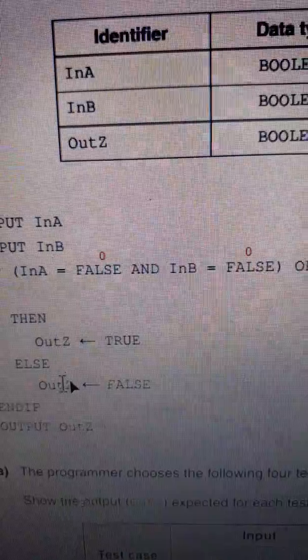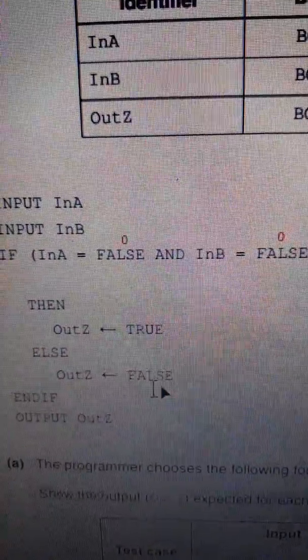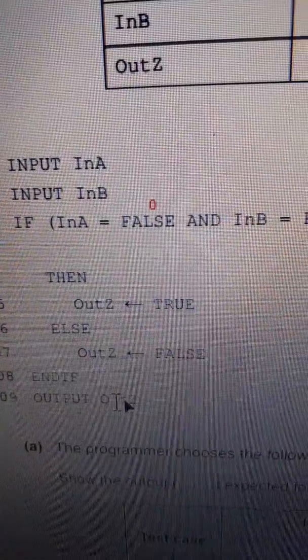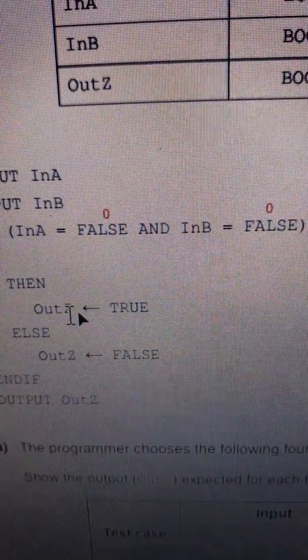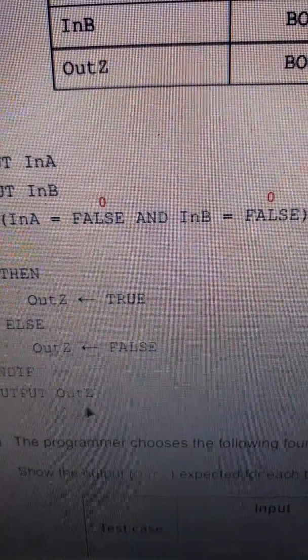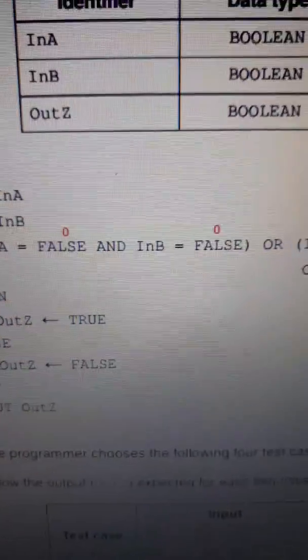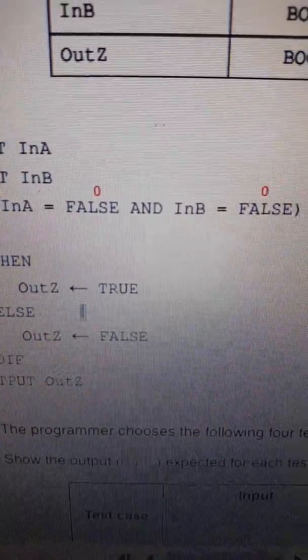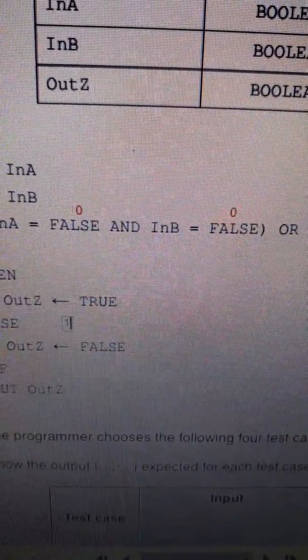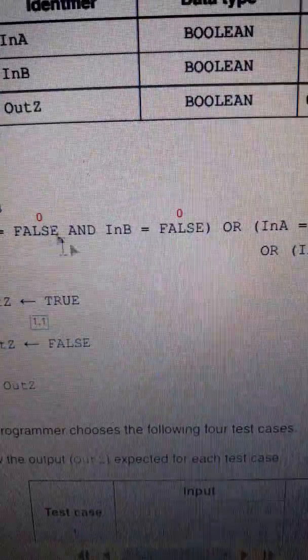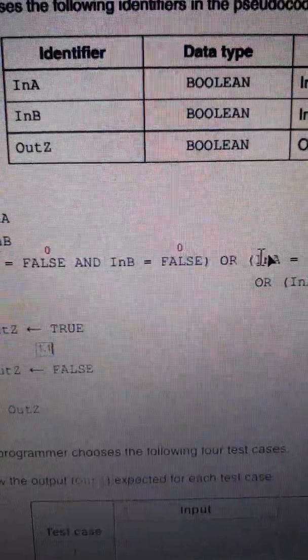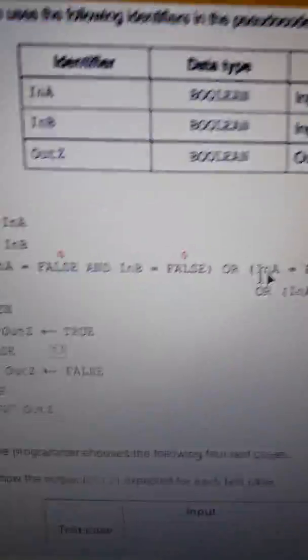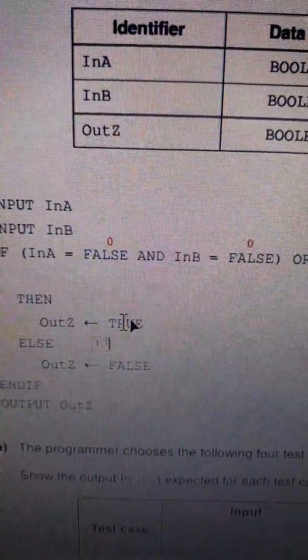If we have 1, 1, then this output Z is going to be false, and in the end it would produce output Z. So either the output Z can be true or it can be false depending upon the cases. So it would jump onto then part or the else part, but the else part would run if both inputs will have 1. If both inputs are true, then only this else part would run. If you have a single 0 in line or you have double zeros, in that case it would produce true.